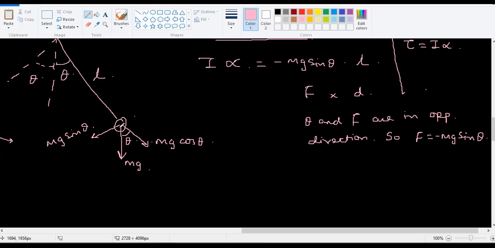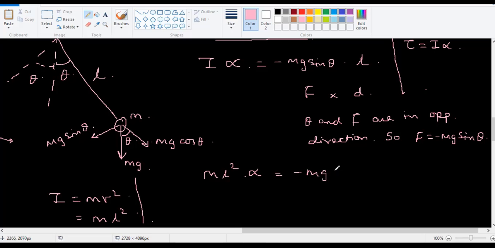Somewhere you studied that moment of inertia for the mass m is mr squared. Why? Because this is the mass and it is going around a circle of radius L. So I'm going to write it as ml squared. That means moment of inertia will be written as ml squared into alpha.